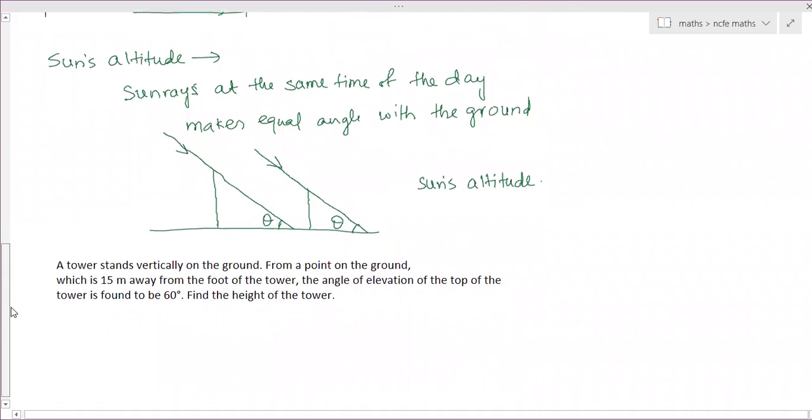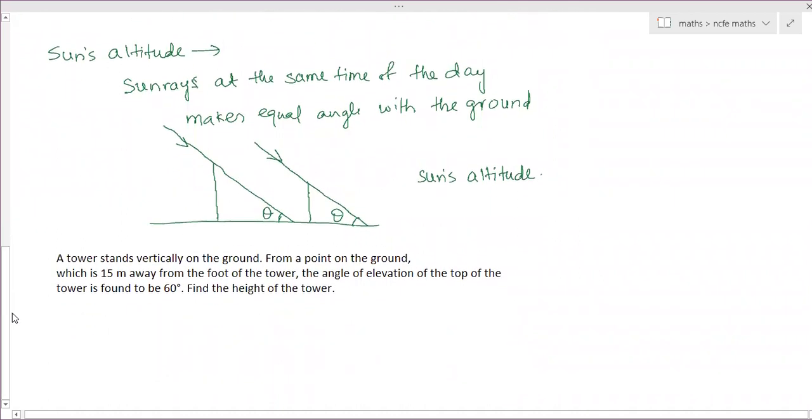Then here the question is a simple question. A tower stands vertically on the ground. Now one more thing: when a person is looking at the top of the tower, if the person's height is mentioned, then only you consider that height. Here it is a tower and the person's height is given as 1.5 meters. Then we consider the height of the person, and his eyes are at that height. So from here we have to consider the angle of elevation from that point.